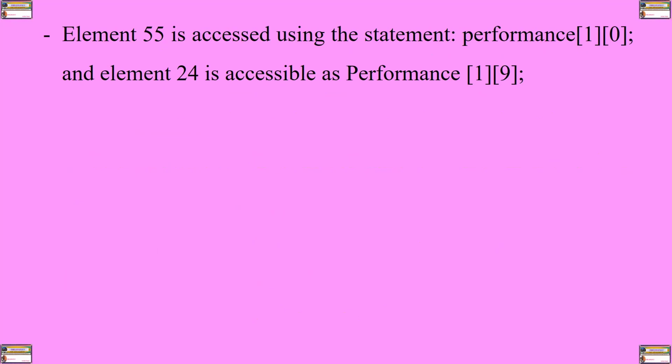Element 55 is accessed using the statement performance 1, 0, meaning that in the memory location called performance, 55 is found in the second row, but column number 1. Why? Because index 1 represents row number 2, while index 0 for the columns represents column number 1. For us to refer to value 55 in memory, we write it as performance. That is the name of the array.